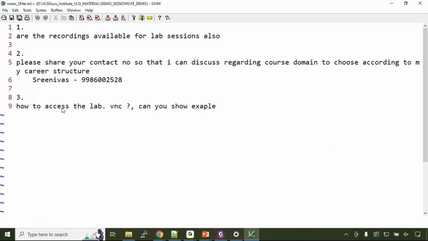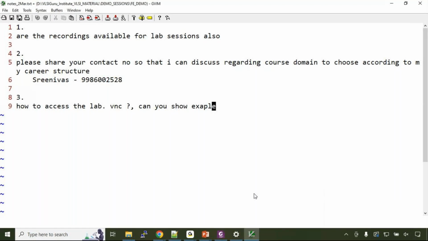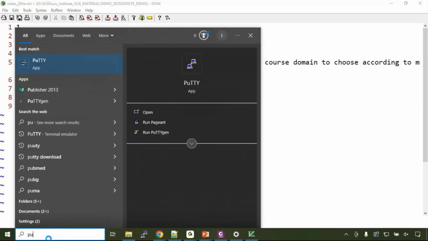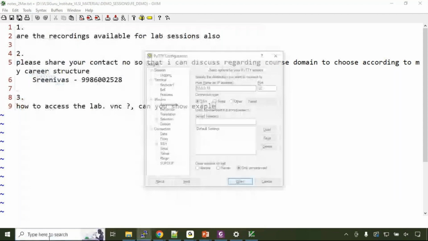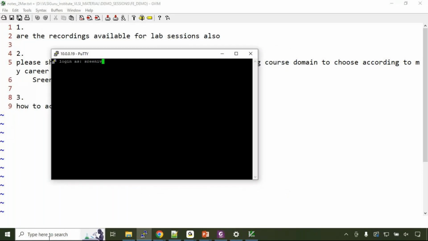How to access lab VNC? Can you show an example? Okay. So generally what happens is, once you register for the course, at the right time you will be given VPN credentials. Once you get the VPN credentials, you connect through that. The admin will explain how to connect. Once you connect, there will be an application called Putty. It's a simple application you download, and our admin will help you. There will be some server number. You log in. Let's say my login is Srinim. We'll give you the login and password.